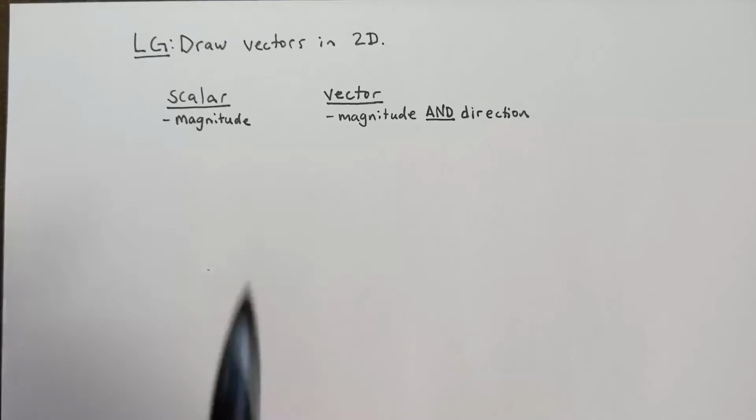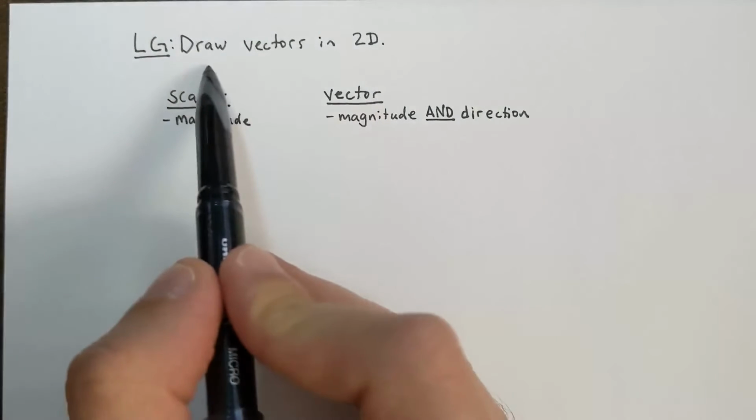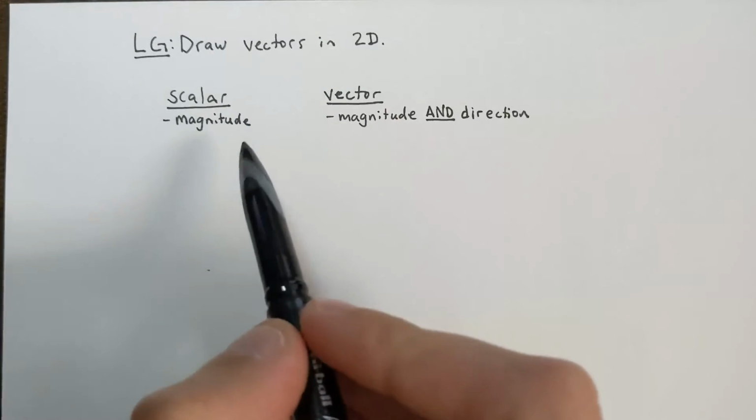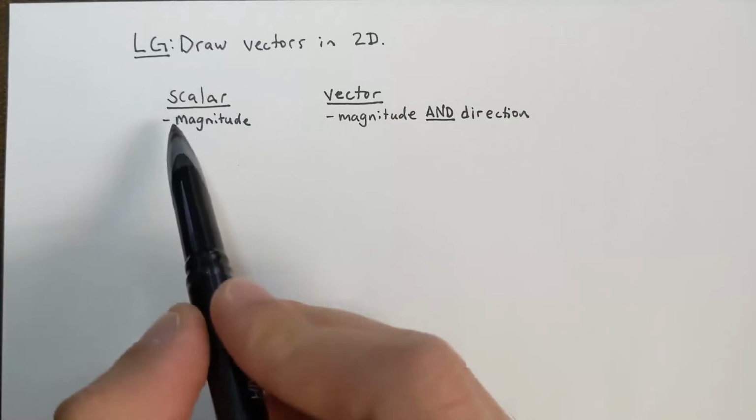Today's learning goal is to draw vectors in 2 dimensions. Okay, so we're going to start off today's lesson with a little bit of review.